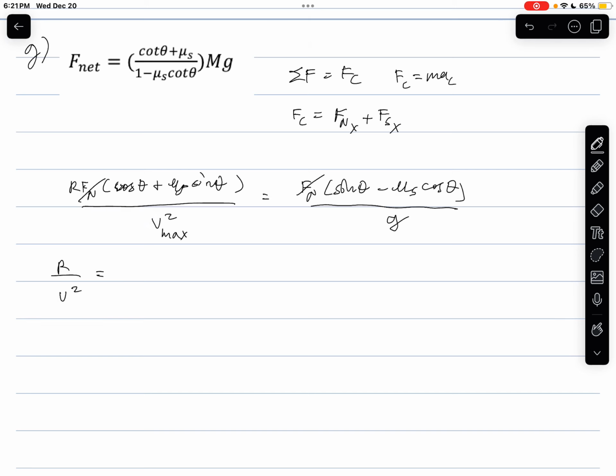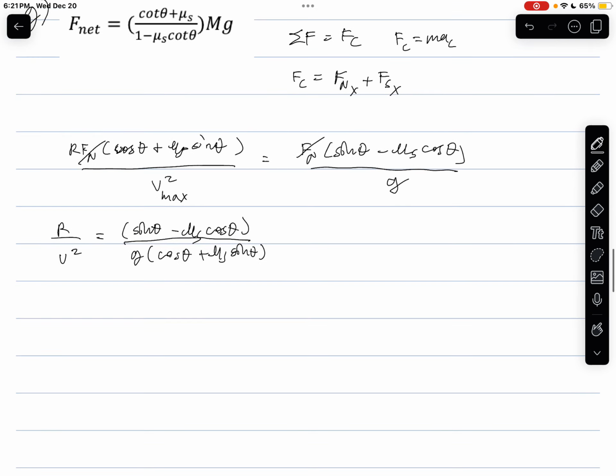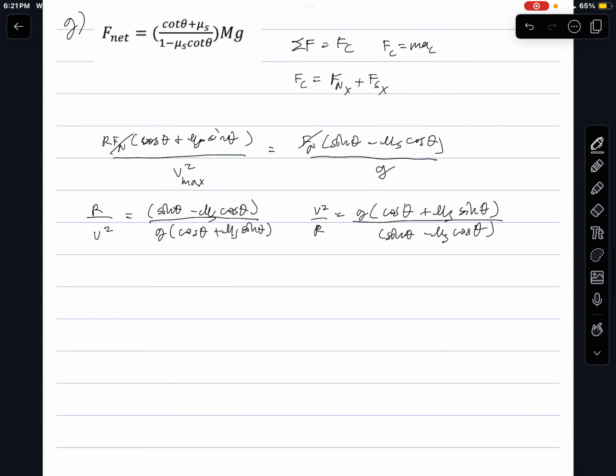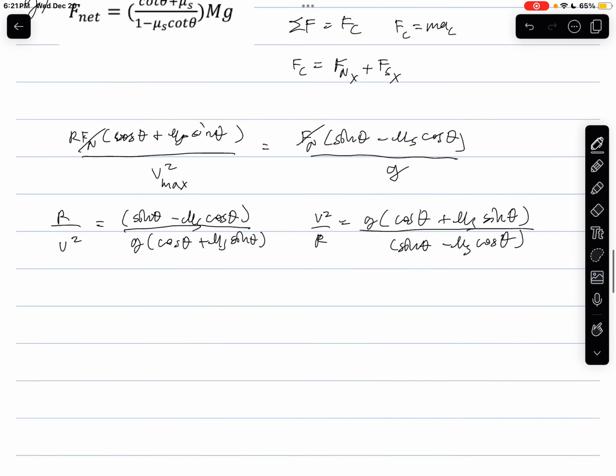I'm just going to remove the max so it looks cuter. Sine of theta minus mu s cosine of theta, and then G times cosine of theta plus mu s sine of theta. And then to get V squared over R, I just flip both sides. So you get V squared over R equals G times cosine of theta plus mu s sine of theta over sine of theta minus mu s cosine of theta.